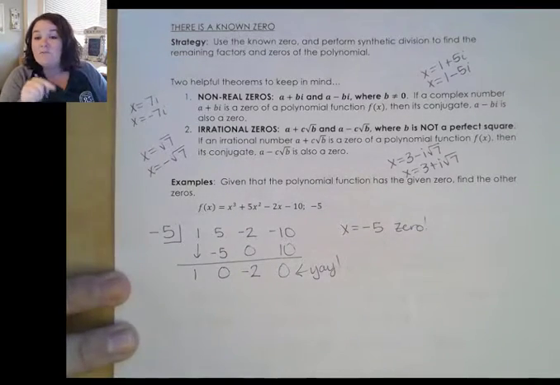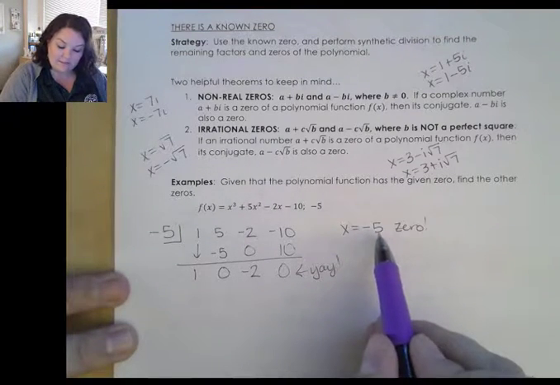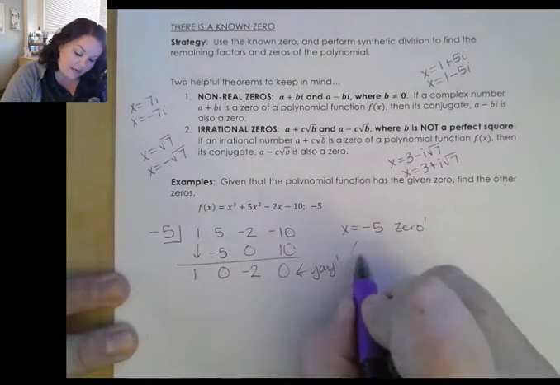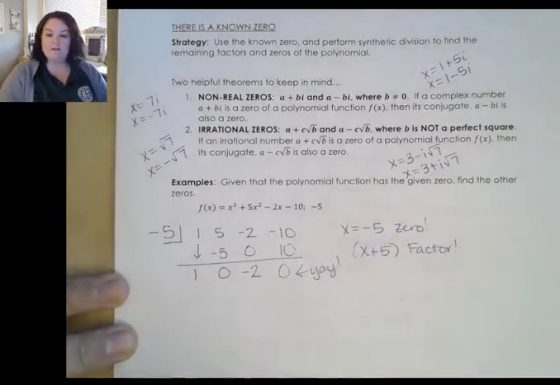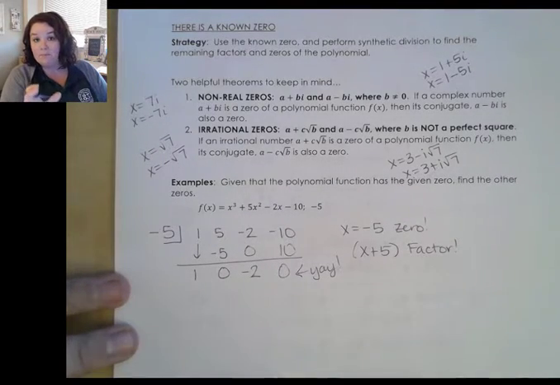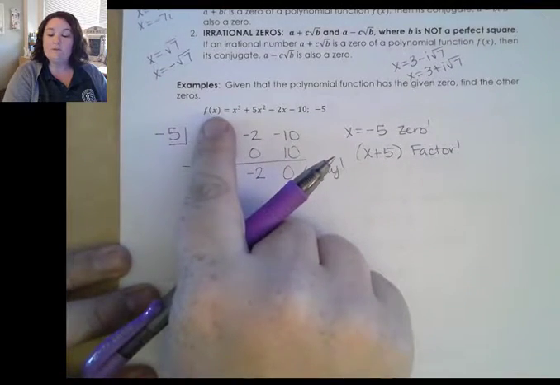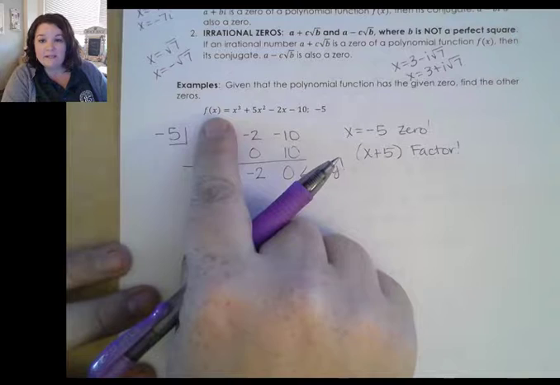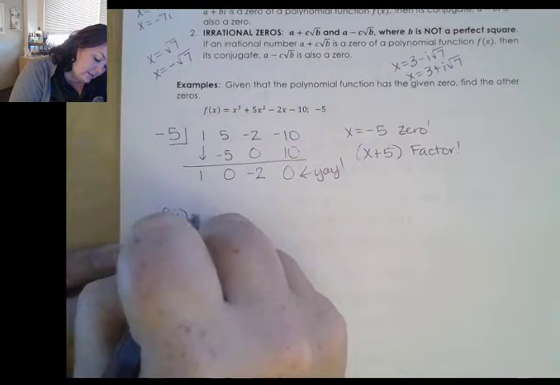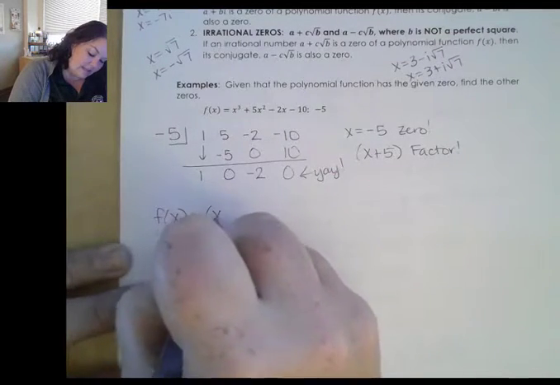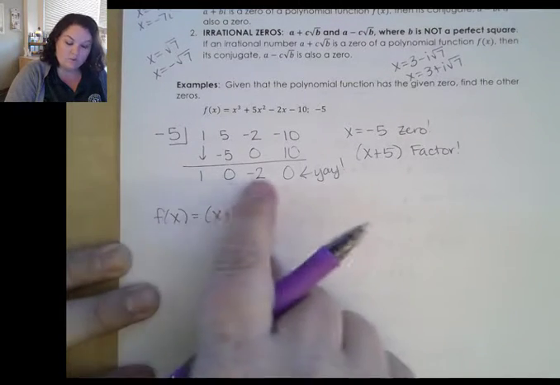So that means we also found a factor, okay? If x equals negative 5 is a zero, if I were to write this as a factor by moving that 5 over to the other side, that means that x plus 5 is a factor. So every time they give you a zero, they're also helping you factor it, okay? So what this is telling me is that I can now write this original function in a little bit factored form, okay? So we have our original f of x, and we just found out that it factors into x plus 5.